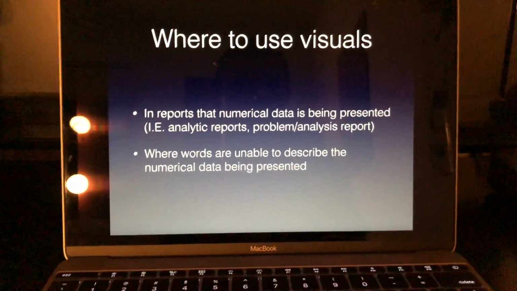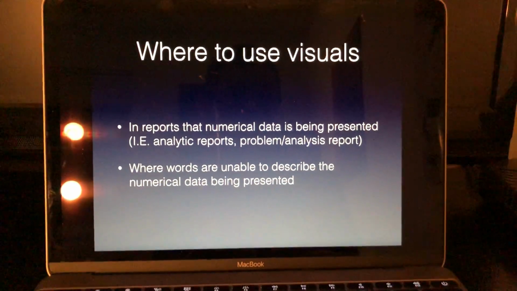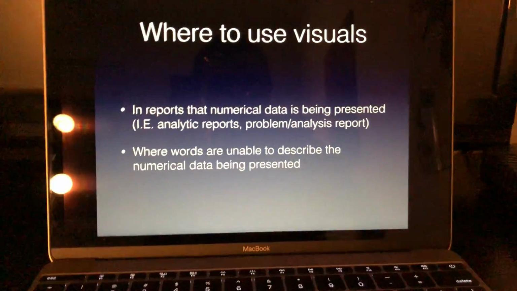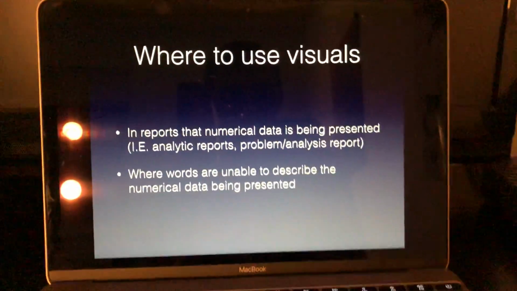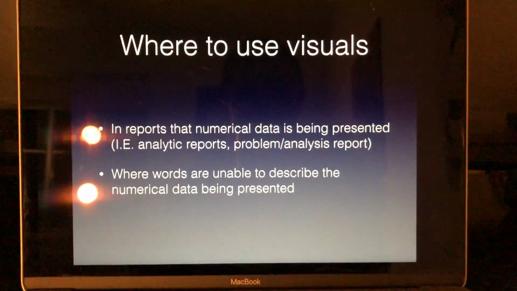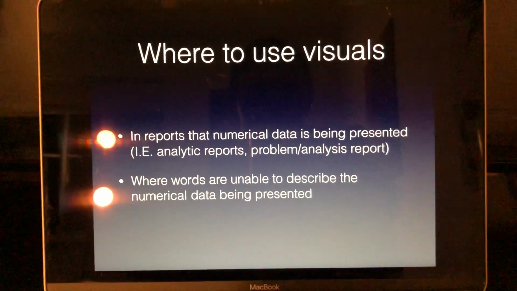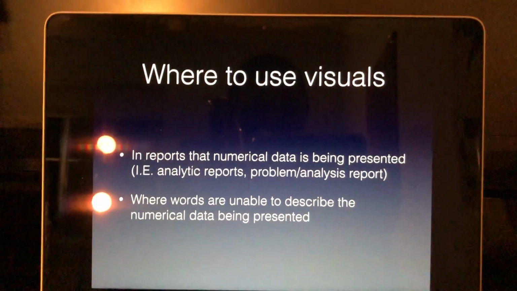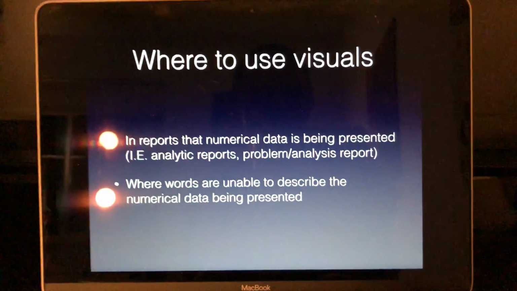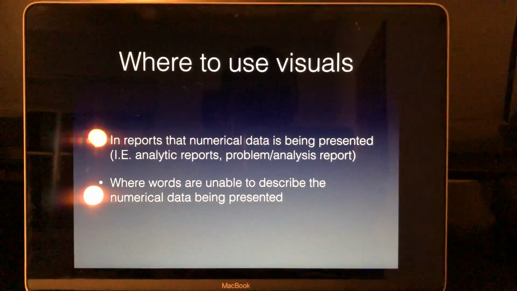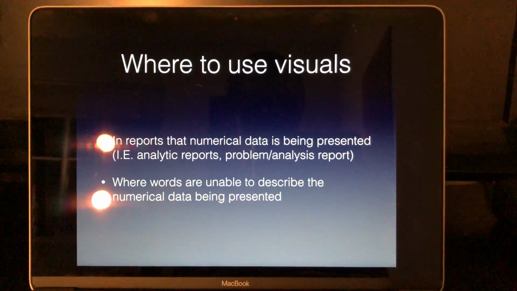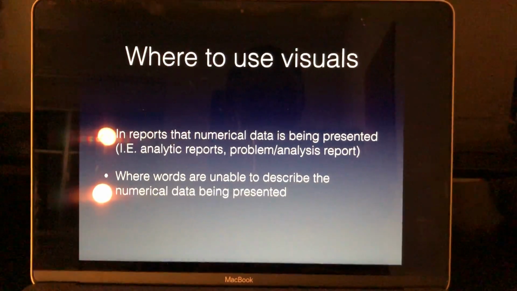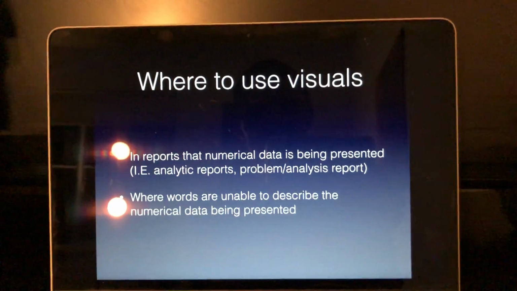And lastly, where to use visuals. The best place to use them is in reports that contain a lot of numerical data. A couple of examples are analytic reports and problem analysis reports. Last week we did the nomophobia problem analysis, and with all these different numbers, there's not an easy way to word that out. With a graph, we can visually present that to our readers and allow them to see what we were able to find in our surveys.